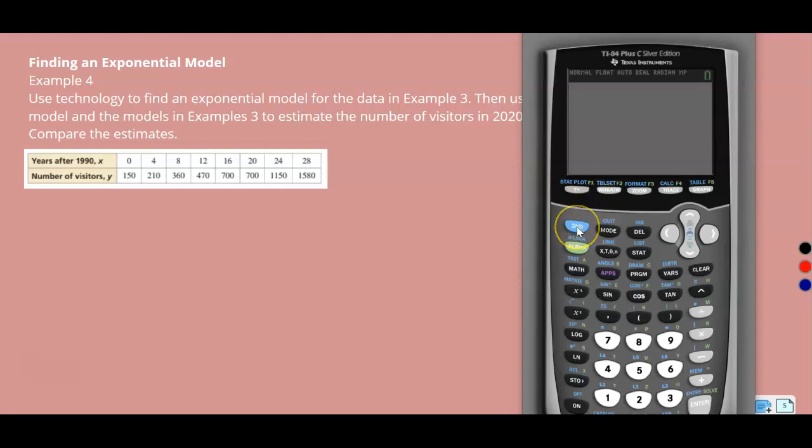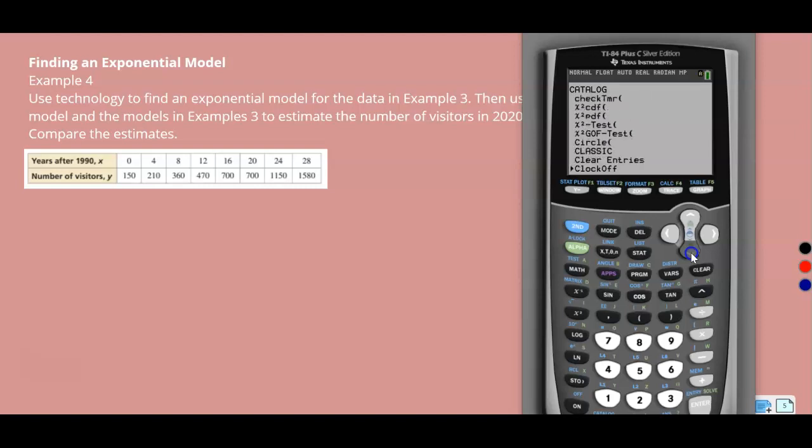Once you do that, you want to go to second 0, that's your catalog, and scroll down to where it says diagnostics on. So I'm quickly going to show you that. So catalog, you can probably skip down to the D's, but you're going to go down to where it says diagnostic on.